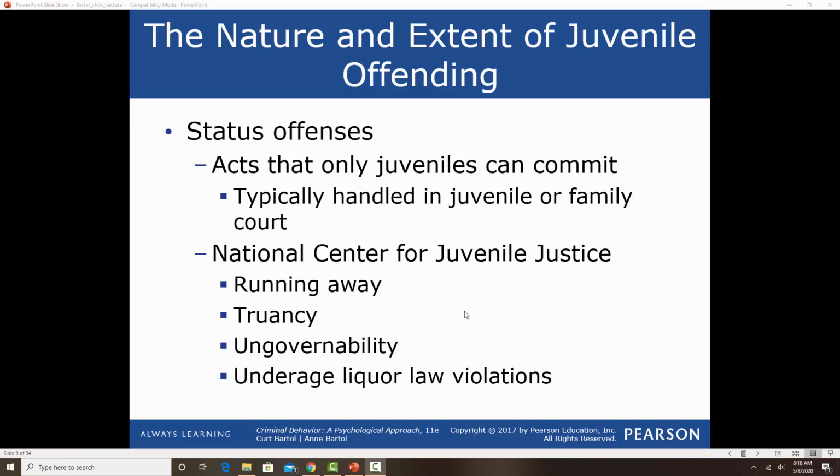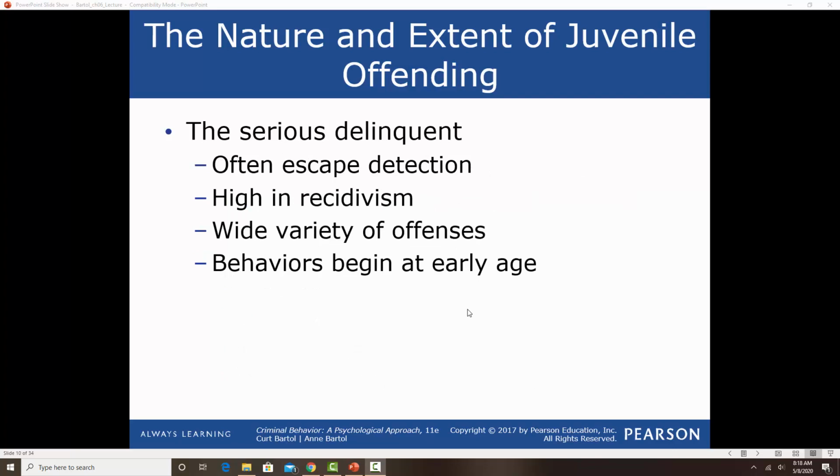The National Center for Juvenile Justice keeps track of some of the statistics involving things like running away, truancy, and ungovernability, and those underage liquor violations that we talked about, those status offenses that would be applicable only to those under the age of 18. Now, the serious delinquent: both official data and self-report surveys suggest only a small percentage of the juvenile population engage in serious delinquency. That's the good news.